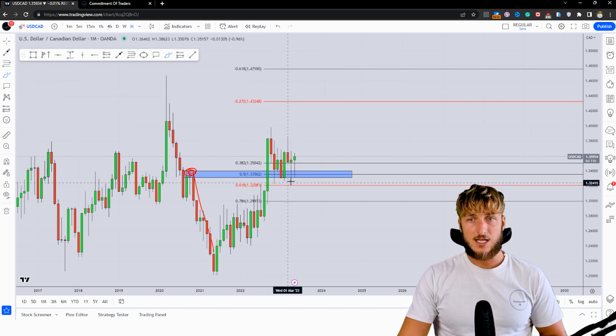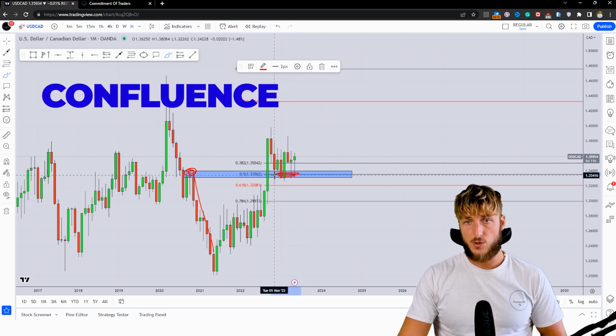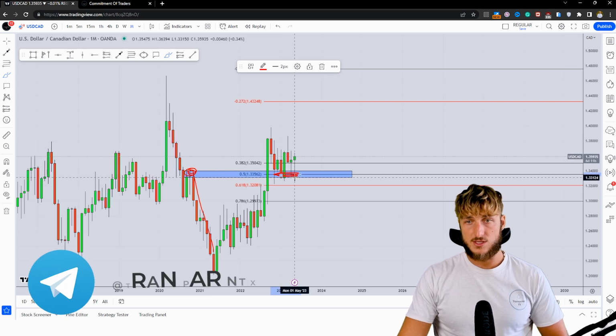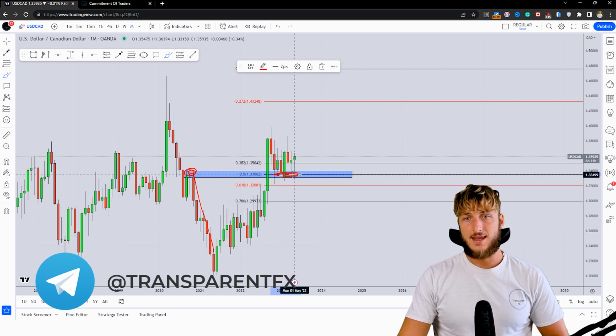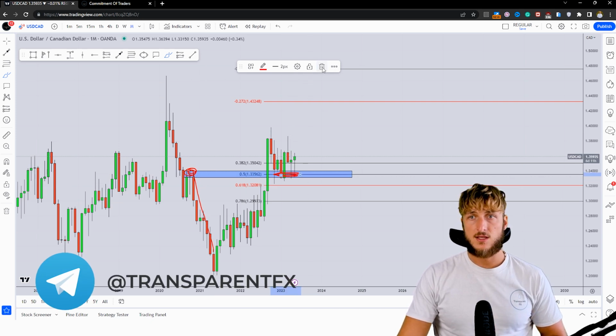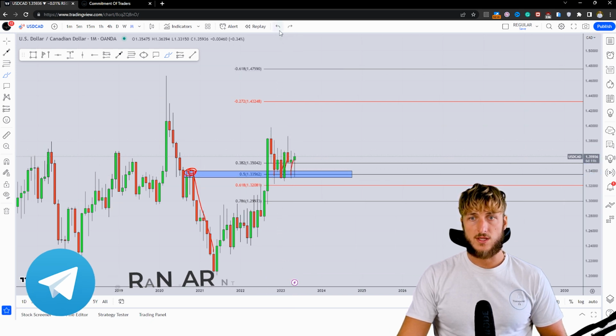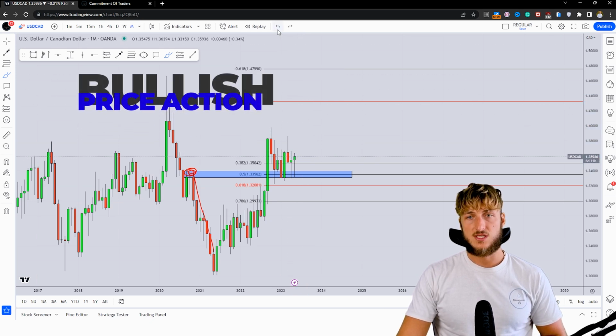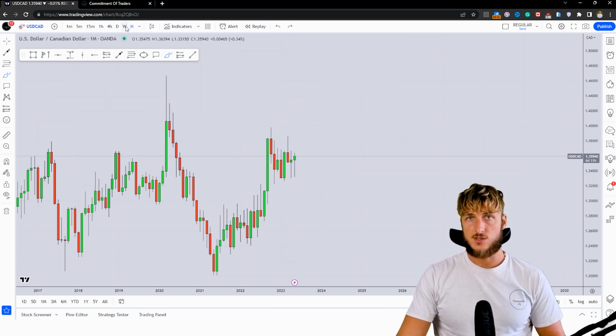So this level is actually confluence of support because we have both the 50% retracement and this previous structure level currently lining up in the same zone. And in fact, we can see that every time that the market tested the area, it rejected it to the upside quite aggressively. So in a situation like this, more bullish price action could be expected away from this zone.